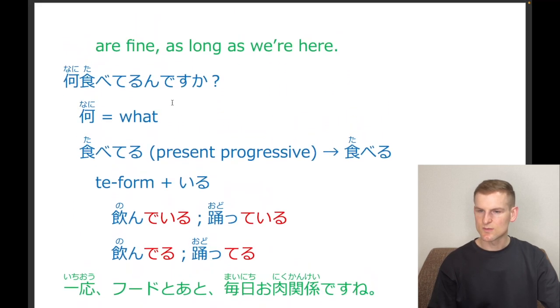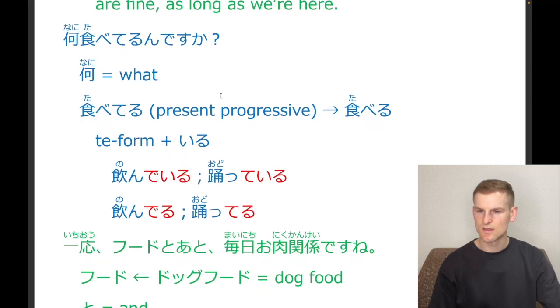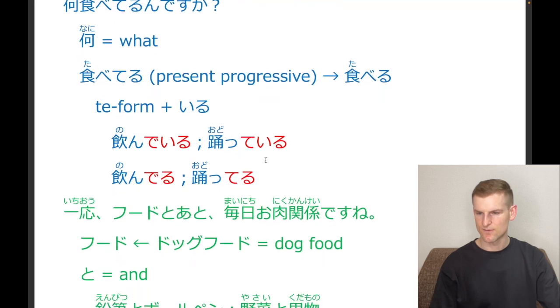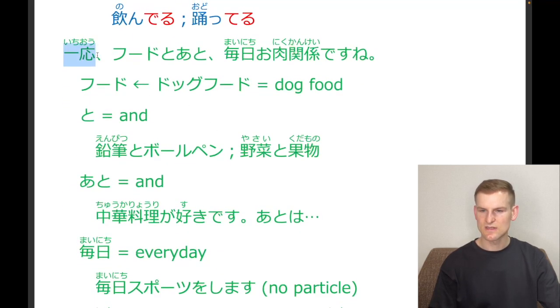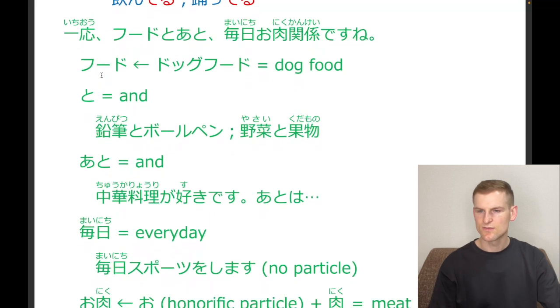Once again, I forgot to put the translation here. 食べる means to eat. So 何食べてるんですか? What is he eating? What does he eat, basically, is what I'm asking. I apologize for missing the translation there. And he answers 一応フードとあと毎日お肉関係ですね. So food, dog food. I've never actually heard dog food referred to as just food, but it's pretty obvious that that's what he's talking about in this case.